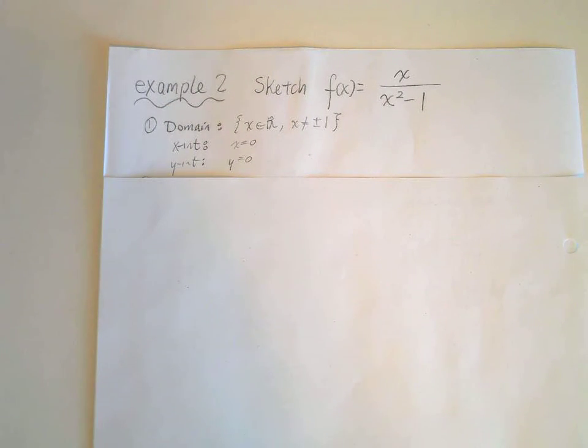Okay, example 2 for curve sketching. Here we've got a rational function. I'm going to try to follow along the curve sketching algorithm, but I'm going to make little changes here and there because there are things that I like to combine or do in a different order to make things a little bit more efficient for myself.